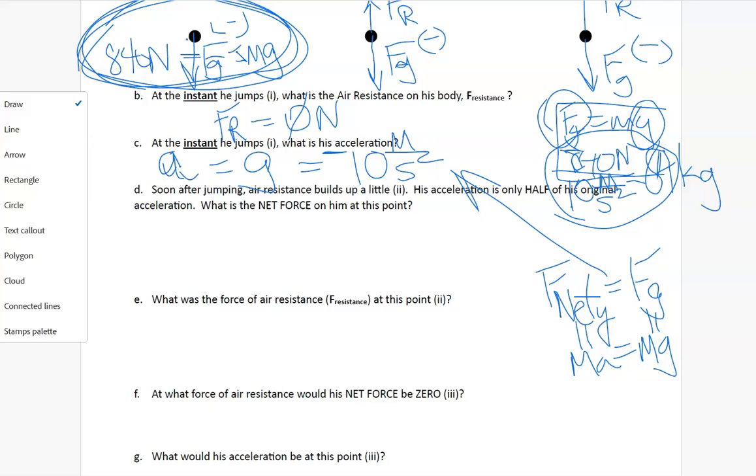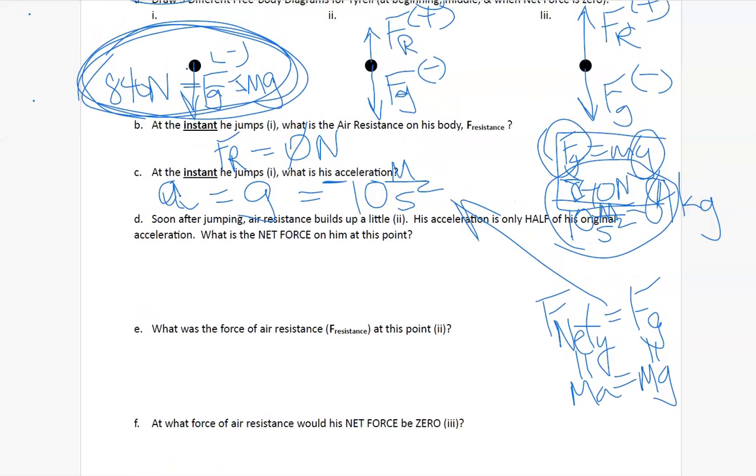Part D. Soon after jumping, his resistance builds up a little bit. So now we're talking about the second free body diagram. It builds up a little bit, and his acceleration becomes half of his original acceleration. In other words, a is half of g, half of what it used to be. What is the net force on him at this point? Well, you're told that a is half of what it was. Well, what it was was g. So now you know his new acceleration is half of g.